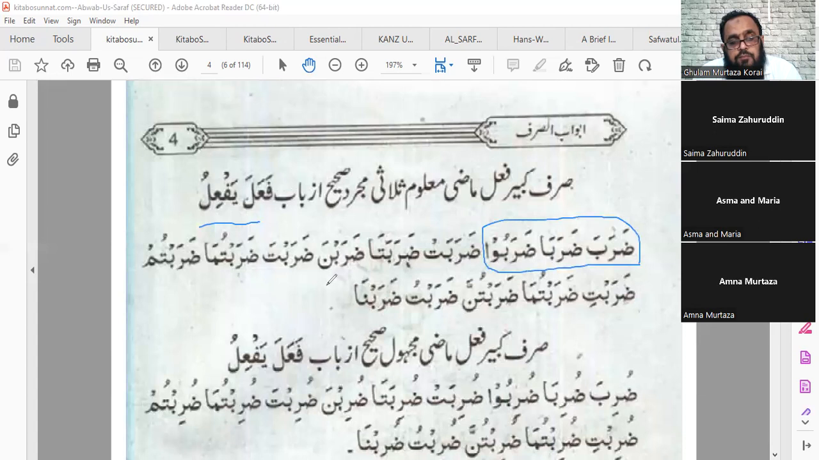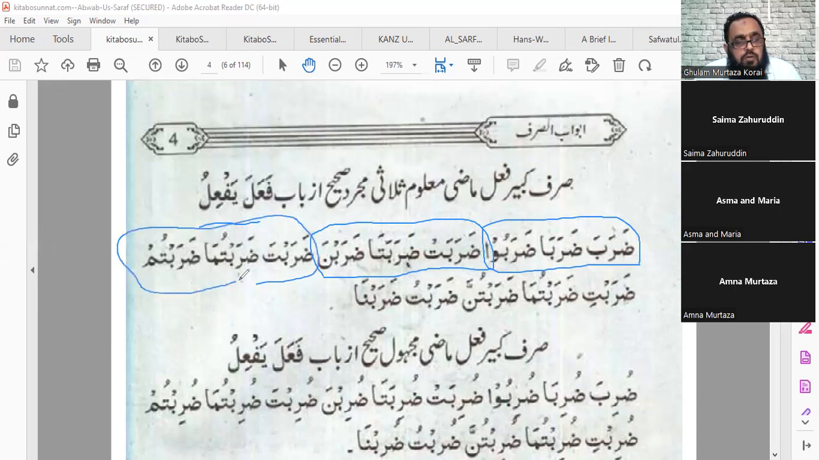Then muannas ghaib, from zarabat to zarabna. Okay. And the third is muzakkar mukhatib, zarabta to zarabtum, yani muzakkar hadir. Then muannas hazir, zarabti to zarabtunna. And ضربت ضربنا is متكلم, جمع متكلم.